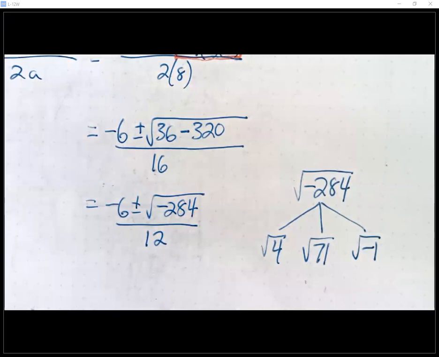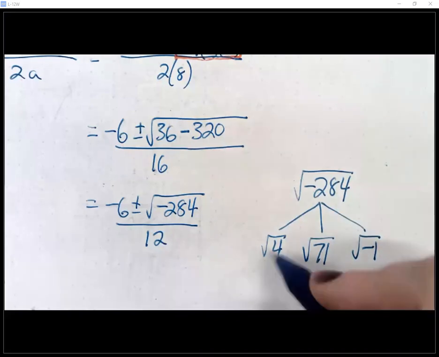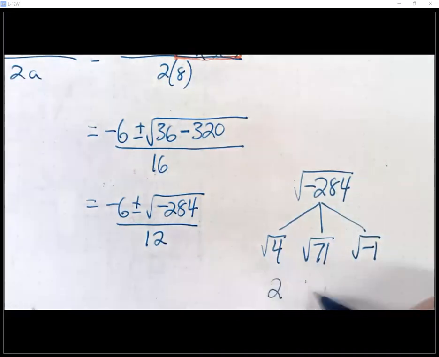Does that make sense? All right, so now I'm here and I'm like, okay, cool. Well, that's just square root of 4 is 2. And then I have that i, and then I sneak the square root of 71 on the end. So that is the square root of -284 broken down.